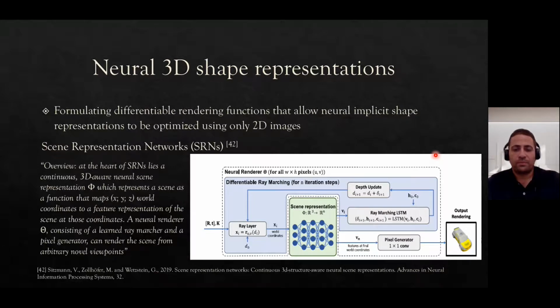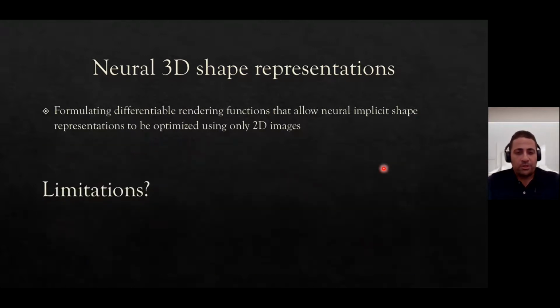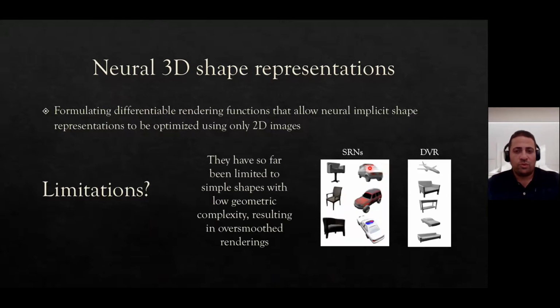Now, this way it would be trained on 2D images and it would render outputs on any arbitrary view of the object that was presented in the input images. So what are the limitations of these methods? So far, they have been limited to simple shapes with low geometric complexity. So it results in over-smooth renderings. Like you see, these are examples from the SRN. These are examples from DVR networks. So again, they are still simple shapes, simple textures, not very complicated geometry. So this is their result.